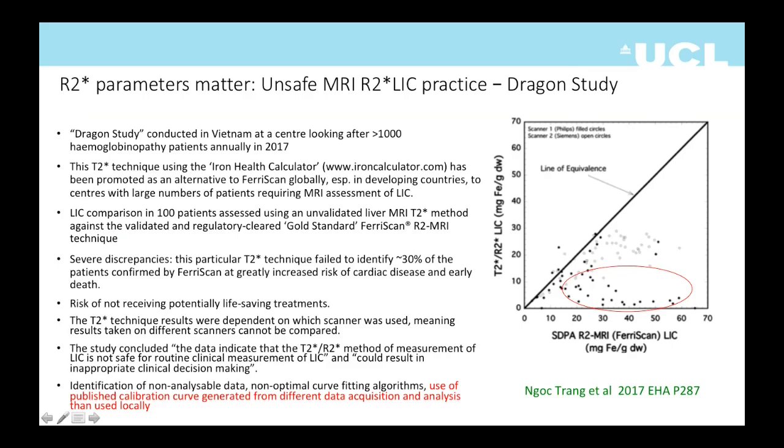They've analyzed the potential reasons for this, and the most important one was the use of a published calibration curve, which was generated on site without regard to how the data was acquired. So it's not just enough to use a calibration from a published paper, but you need to actually align your scanner to the same acquisition parameters as the ones described in the calibration paper.